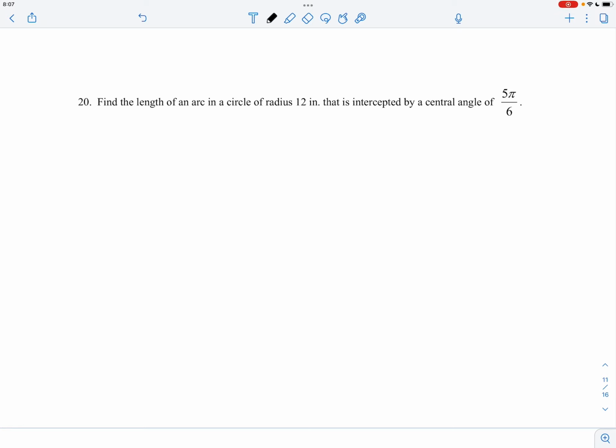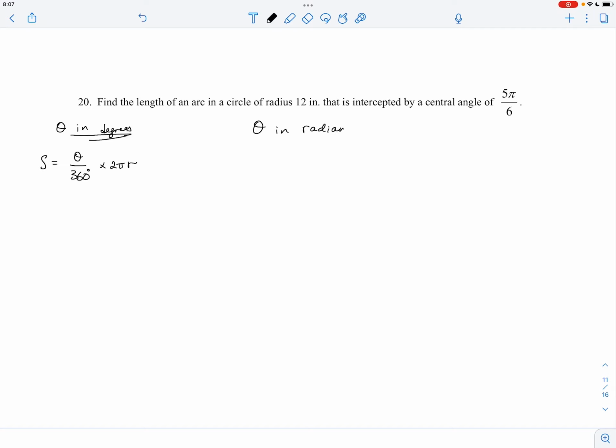We say the equation is arc length. If the angle is measured in degrees, it is theta in degrees over 360 degrees times 2 pi r. It's a very simple part over whole kind of concept. Theta over 360 times 2 pi r, if theta is in degrees. Now, what about if theta is in radians?